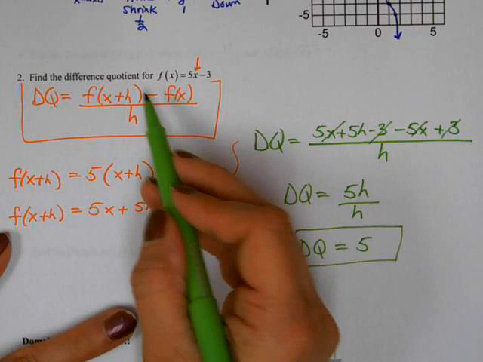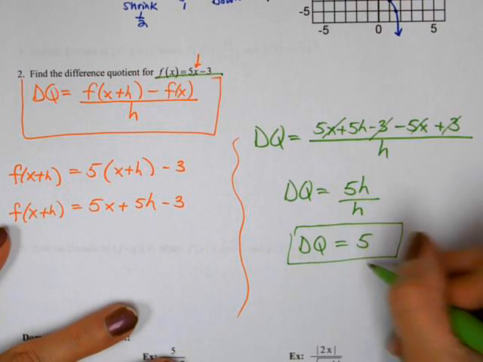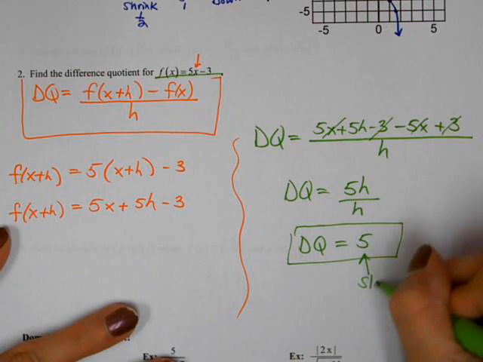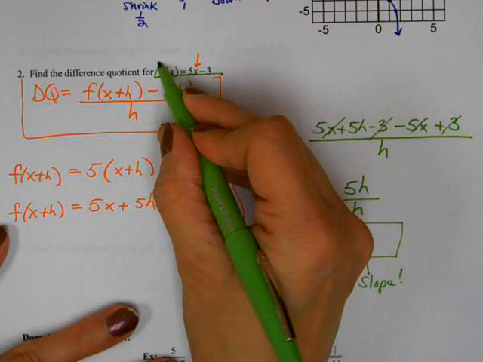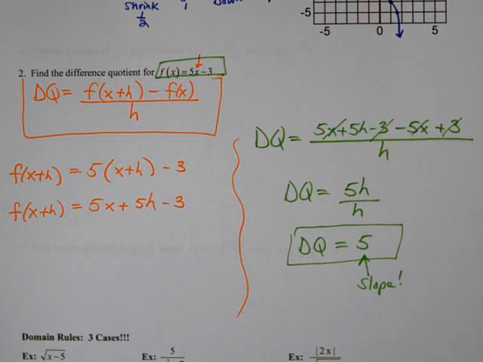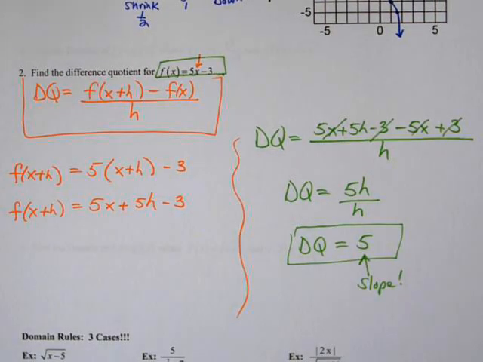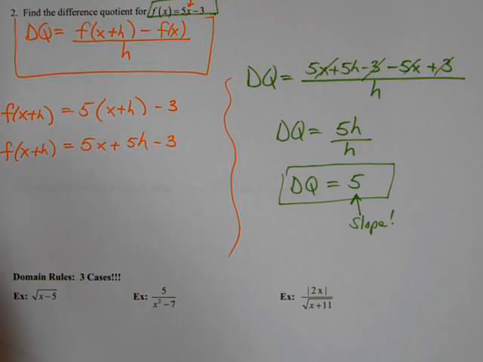If your function started off as a linear, okay, this answer right here is just the slope. If your function was linear, the change is the slope. But if it's not linear and it's going up and down, then it's going to have some letters in it. Okay, cool. Let's take a look at domain.